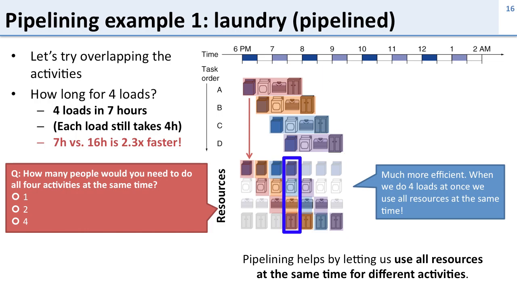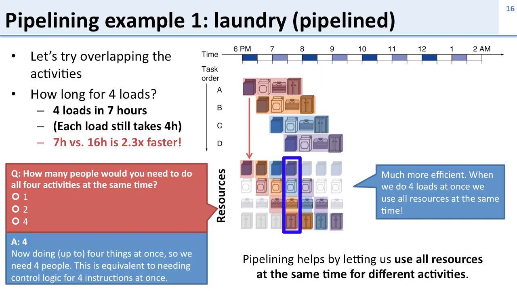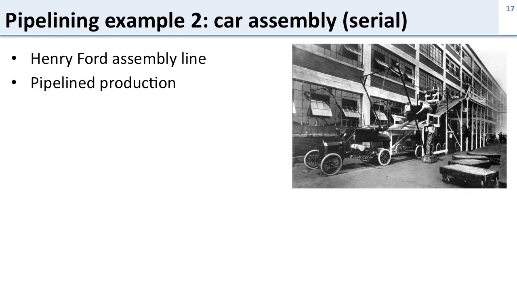So here's a question to think about. How many people would you need to do all 4 activities at the same time? Well, you're going to need 4 people. We're doing 4 things at once, so if we needed 1 person before, we're now going to need 4 people. This is equivalent to needing control logic to do 4 instructions at once in the processor. So remember, we designed control logic to look at each instruction. Now if we're going to pipeline our processor, we're going to need more control logic to take care of each instruction at the same time.